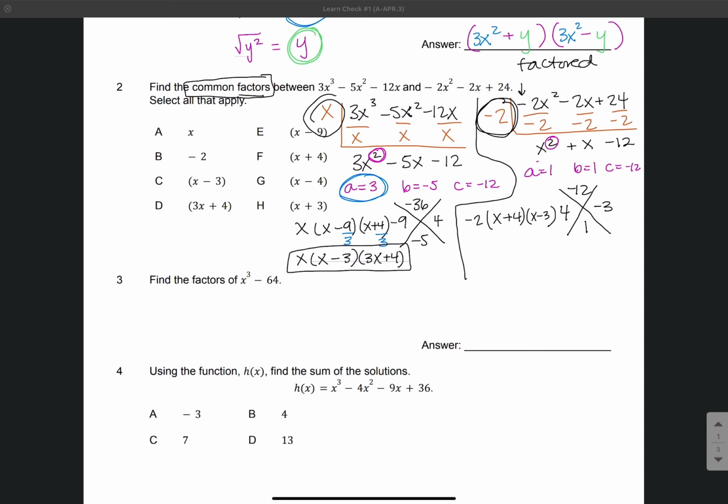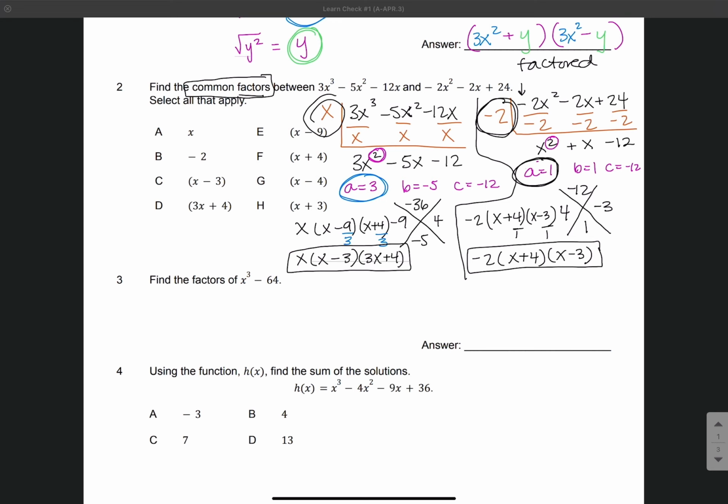Again, we're going to divide by a. So our a is 1, but this time if I divide by 1, nothing's going to change. So I still have negative 2 times x plus 4 times x minus 3. So these are the factors of that polynomial.